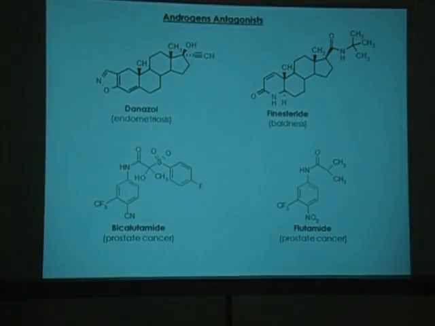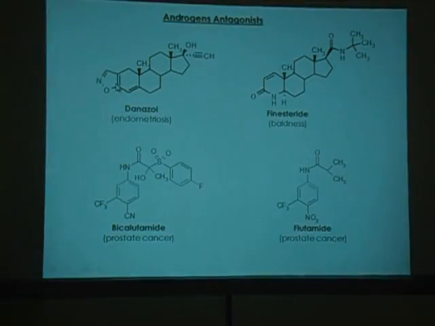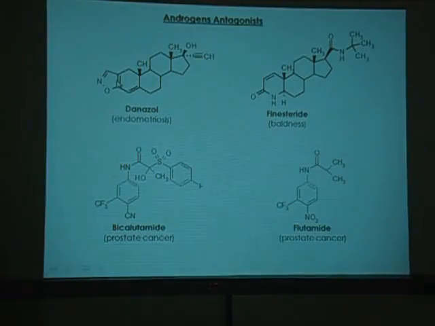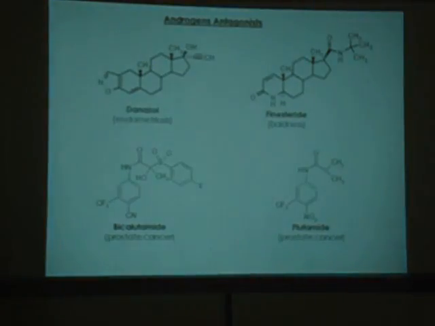So we have the synthetic compounds such as danazol, finasteride, flutamide, bicalutamide. Danazol finds its use in endometriosis. What is endometriosis? Is it more common in pregnant women or non-pregnant women? Non-pregnant women. That is more estrogenic action. So what is this endometriosis? Presence of endometrial tissue in and around the female genital tract where the endometrium should not be present.